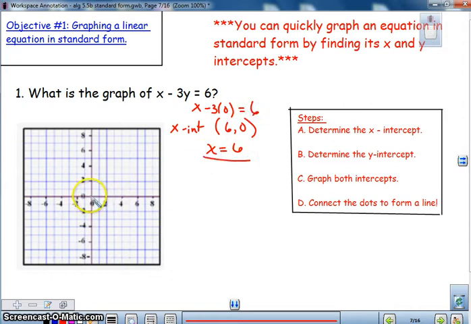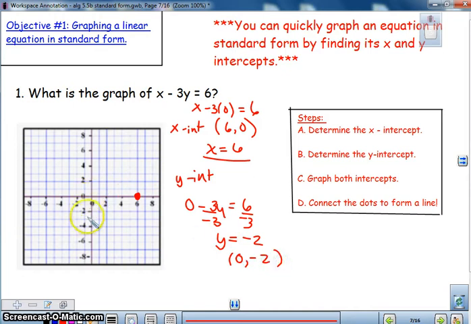We are going to go to the point 6, 0, which means over to the right 6, and put a point. We now want to find our y-intercept. Our y-intercept is when x is 0. So 0 minus 3y equals 6. We're going to divide both sides by -3. When we divide by -3, y equals -2. So our y-intercept is at 0, -2. And we are now going to draw our line. And that is all you have to do to graph it.